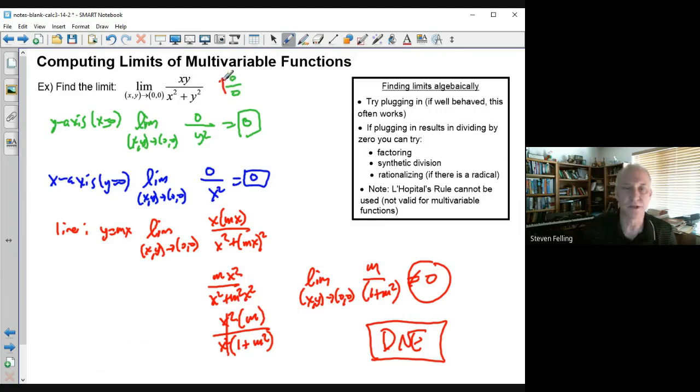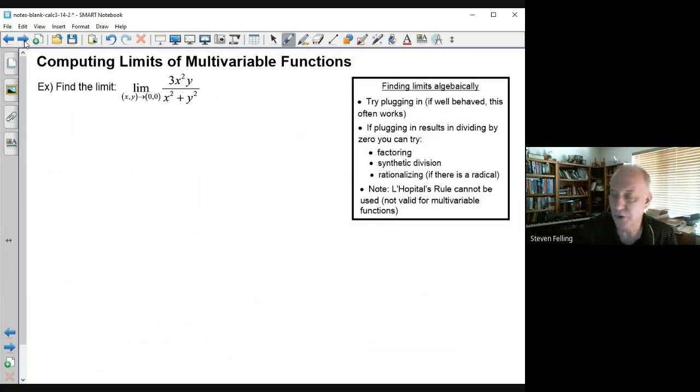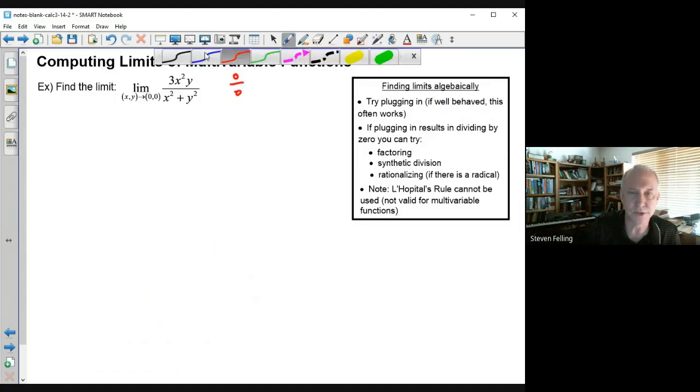Right? This limit does not exist because I can pick a path that has a non-zero output value that's being approached, and yet these two paths have zeros. Okay. All right, so that's another example. Let's take another example here, a little bit more complicated structure. We're still approaching (0,0), which makes it kind of nice. If we plug zeros in, we get 0 over 0 again, of course. So let's try some things here.